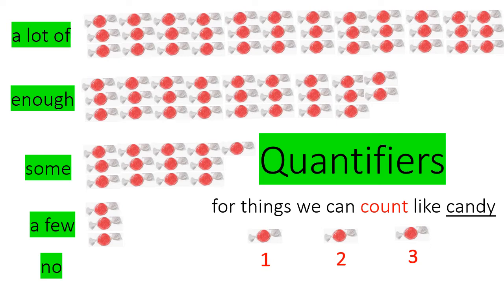So again, these are quantifiers, the words highlighted in green for things we can count like candy. So by count, this red word, I mean 1. Okay, I see a whole candy, 1. I see another candy, whole candy, 2. I see a third whole candy, 3.